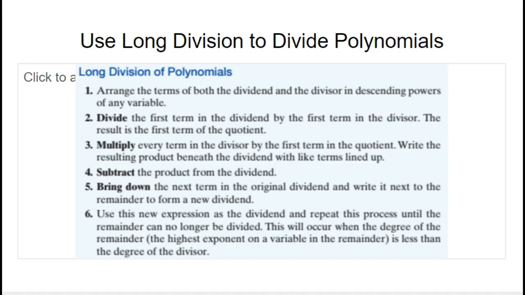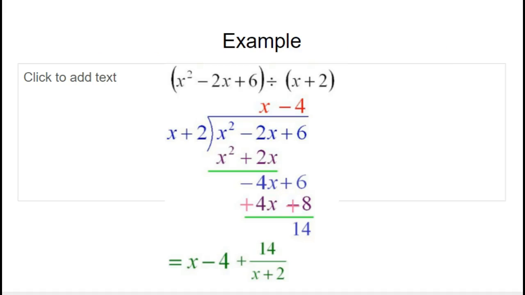On the example on the next slide, we will go through and do each one of these steps as we explain the example and how to move along through the example. So feel free to jump back to this point in the video at any point. Here's the example. We're going to divide x squared minus 2x plus 6 by the polynomial x plus 2. So it looks like this: x squared minus 2x plus 6 divided by x plus 2.